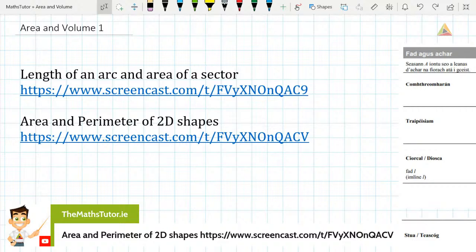What we mean by 2-dimensional shapes is that they're going to be flat. So we're not going to be looking at them in 3 dimensions. We're going to be looking at areas and perimeters. And then in week 2 of area and volume, the next live lesson, we'll be looking more at their volumes, so how much space they take up.